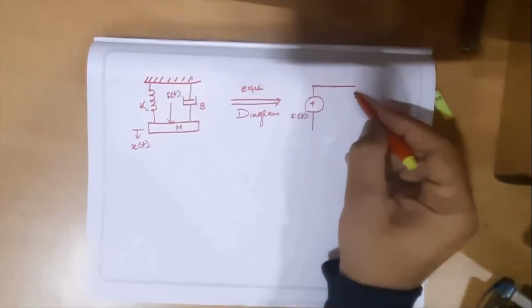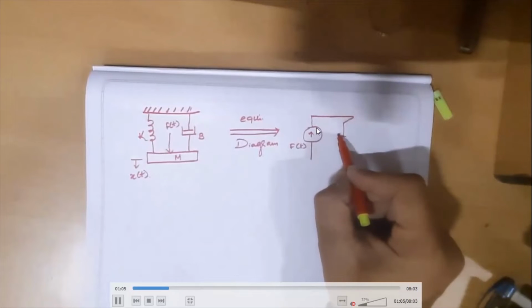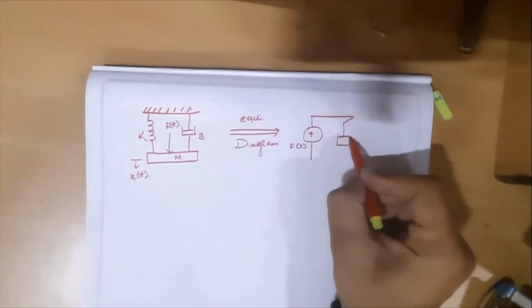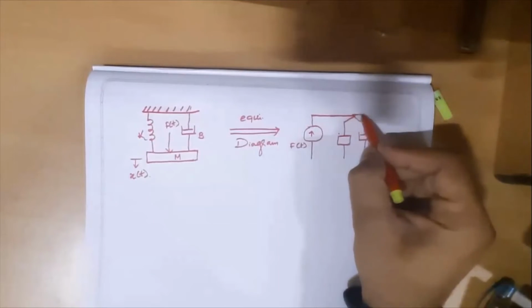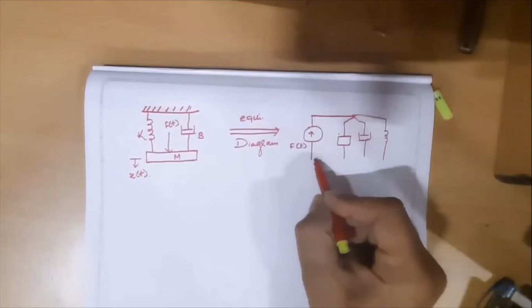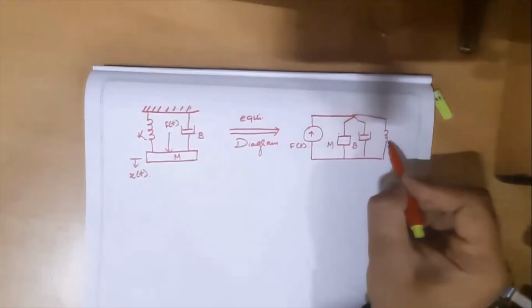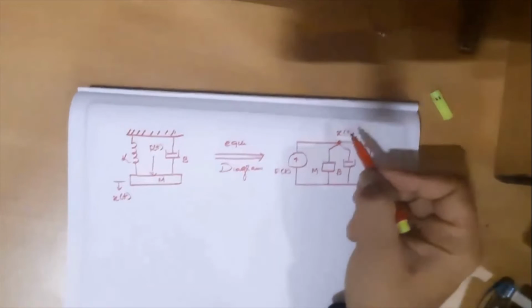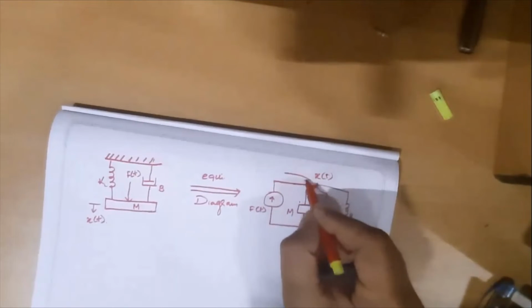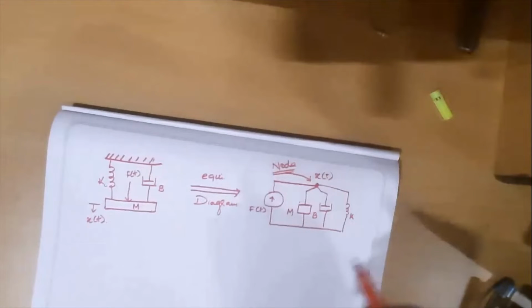So we draw an equivalent diagram and we represent force as an input by showing this symbol. Then we represent all the elements of the mechanical system in this way. Then let us write the symbols of the system, m, b, k. Then this particular node is referred to as x of t, and it is called a node. So this is a conventional way of drawing an equivalent diagram.